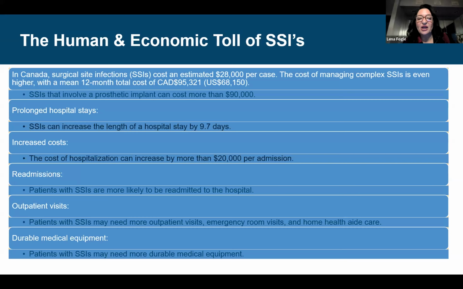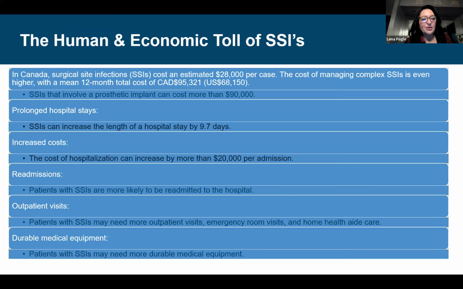Of course, it results in prolonged hospital stays. It can increase the length of a hospital stay by 9.7 days. Length of stay is directly related to the cost, the economic toll, as well as the human toll, as well as the staff toll, and your capacity to be able to take care of all the patients that have needs when you have these additional hospital days.